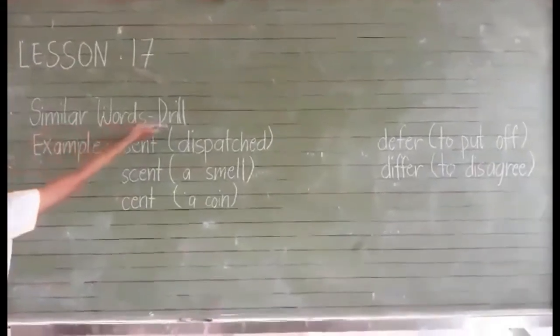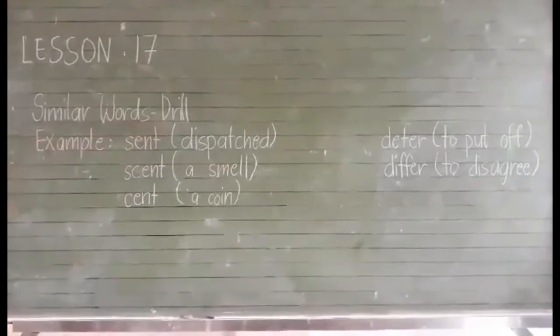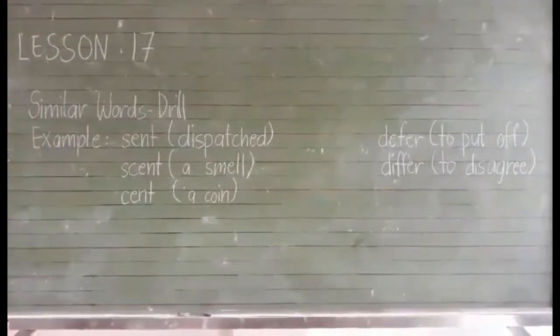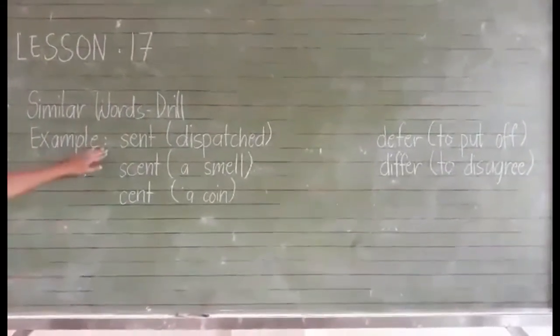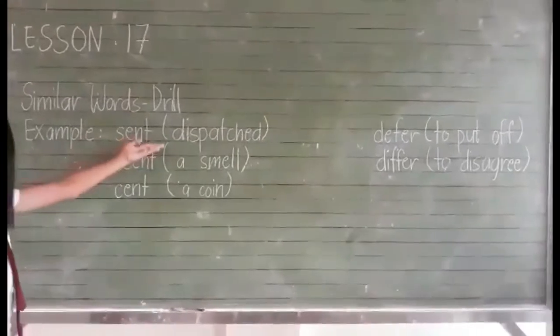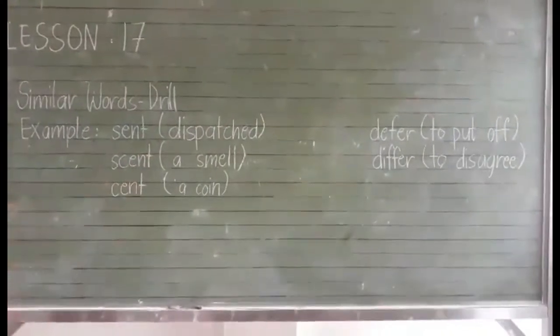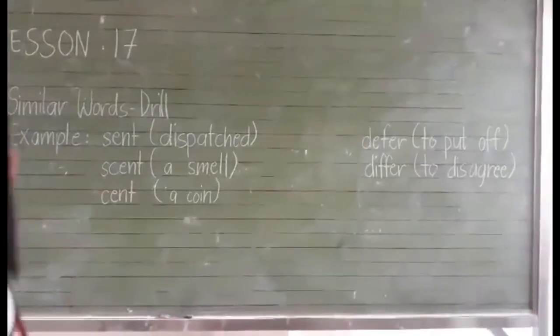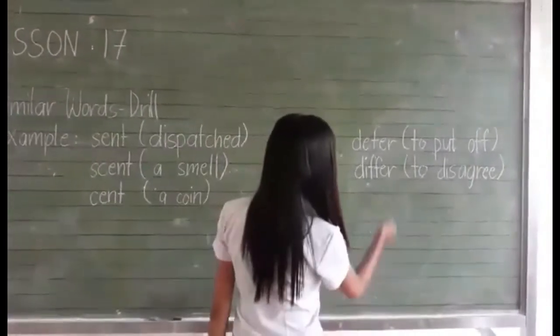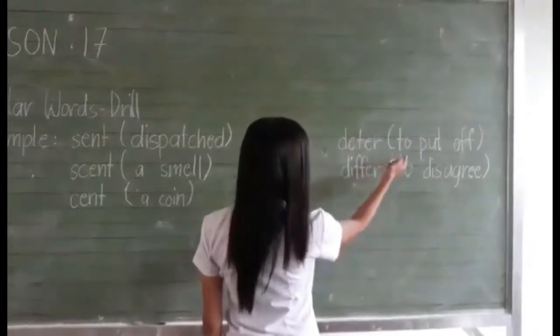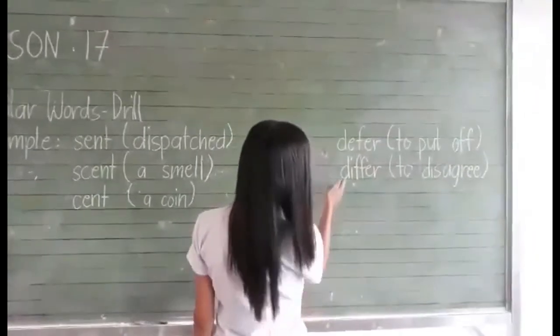We're now in principle number 4. We're going to discuss here the similar words drill. There are a lot of words in English that sound alike, but each member of the group is spelled differently and has its own meaning. Example: sent, to dispatch; scent, a smell; cent, a coin. Defer, to put off; defer, to disagree.